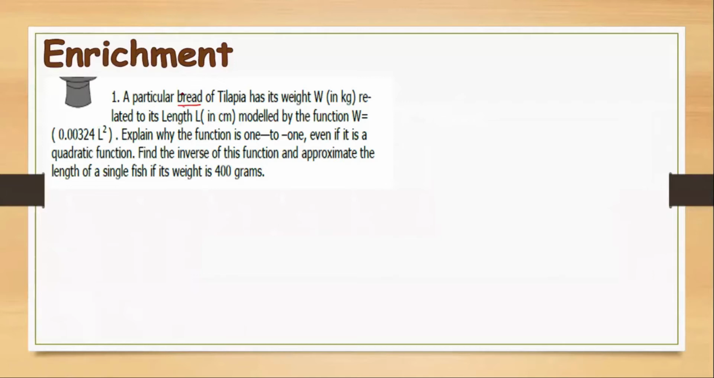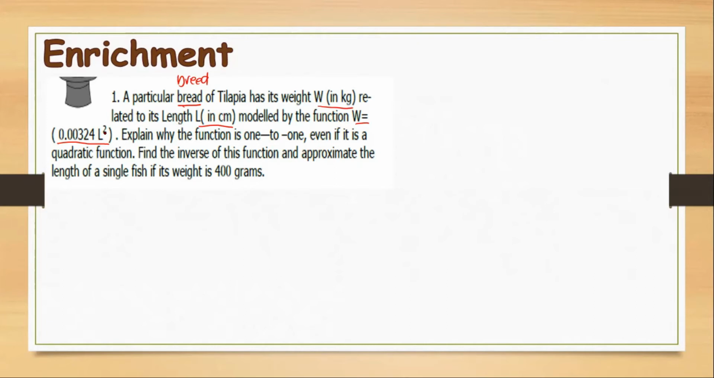A particular breed of tilapia has its weight in kilograms related to its length in centimeters modeled by W equals 0.0034 L squared. Explain why the function is one-to-one even if it is a quadratic function. As you can see, a quadratic function is not one-to-one because it doesn't pass the horizontal line test. It passes the vertical line test, but it does not pass the horizontal line test, which is a requirement for a function to be one-to-one.